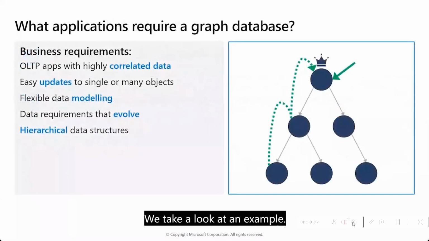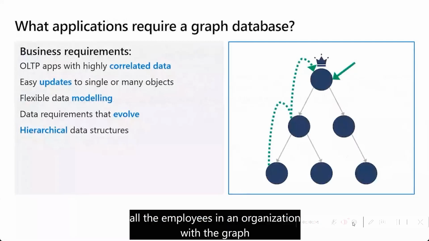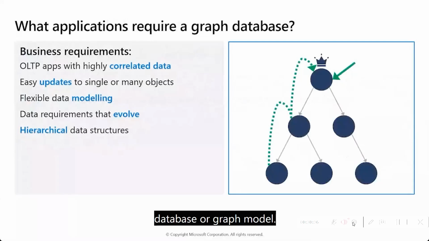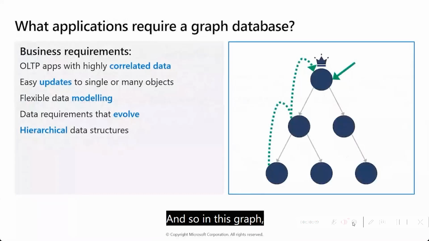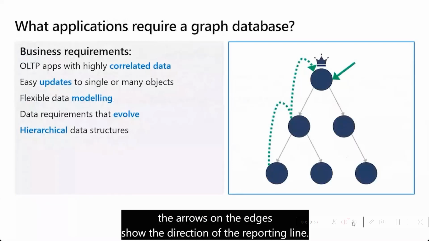If we take a look at an example, let's imagine that we are representing all the employees in an organization with a graph database or graph model. Each node represents an employee, and the edges represent the reporting line for each of the employees. In this graph, the arrows on the edges show the direction of the reporting line.